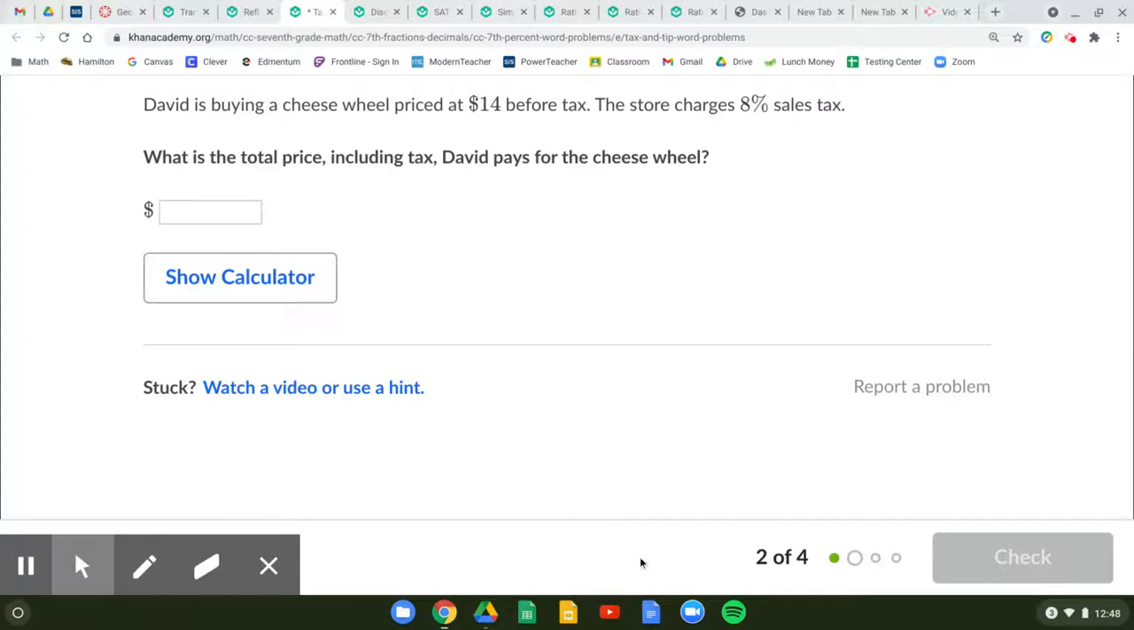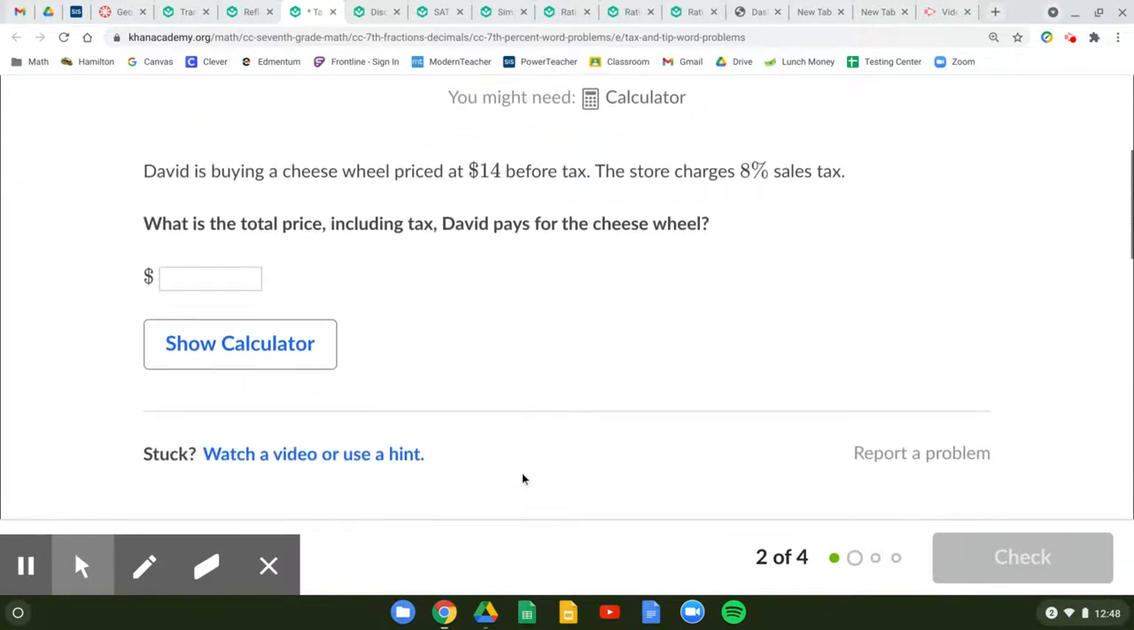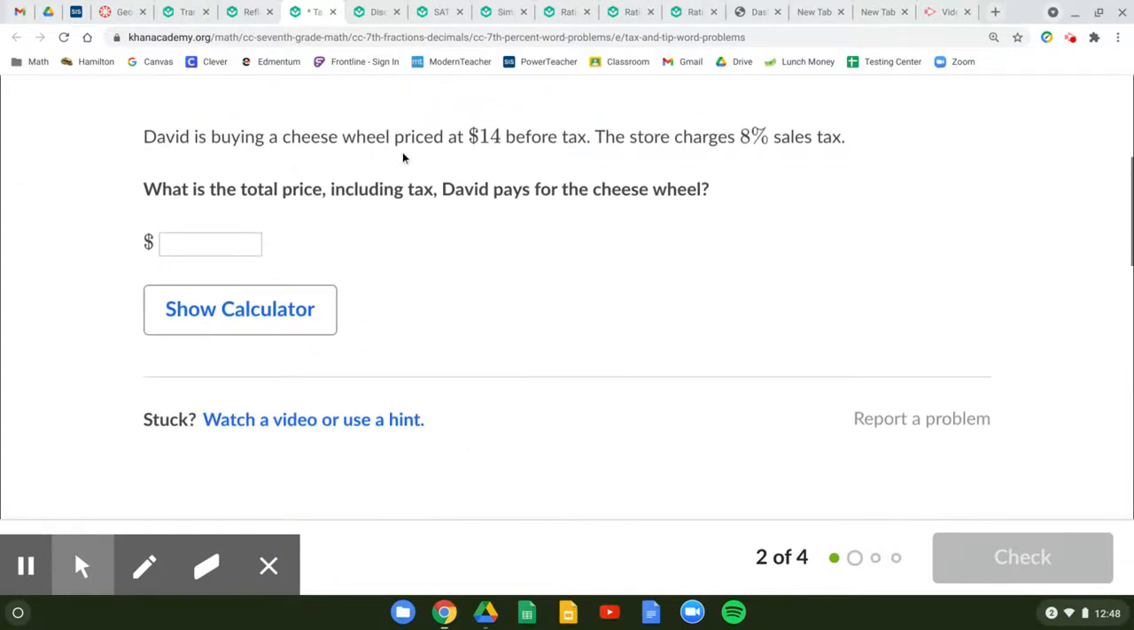Welcome back, everyone. So now we're looking at taxes and tips. David is buying some cheese. He's getting $14 worth of cheese, and he's got 8% to pay on tax. What's the total price? Well, there's two ways you can go about this. One is to switch that 8%. Well, either way, I guess.